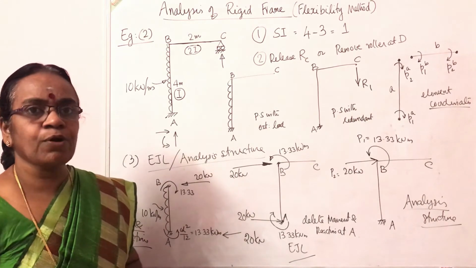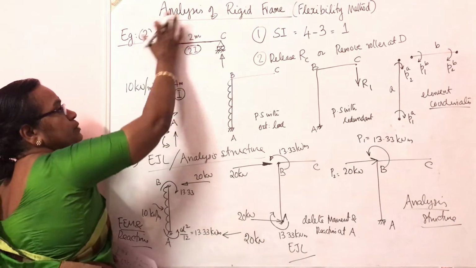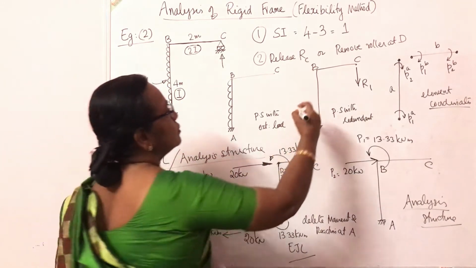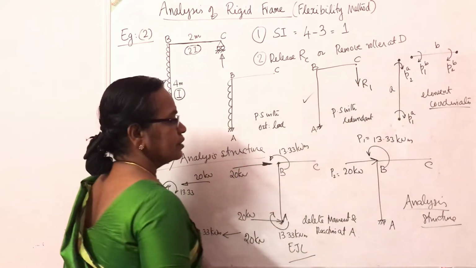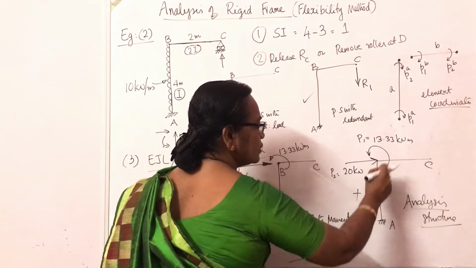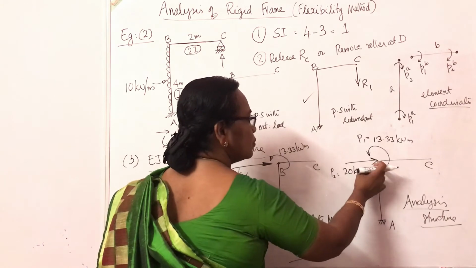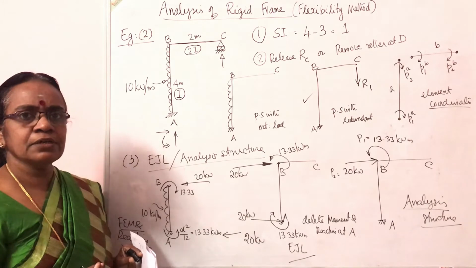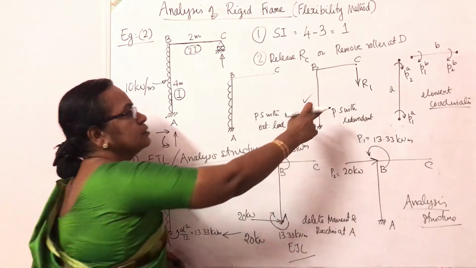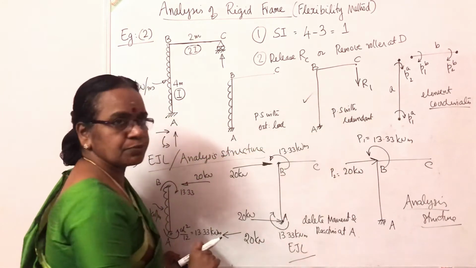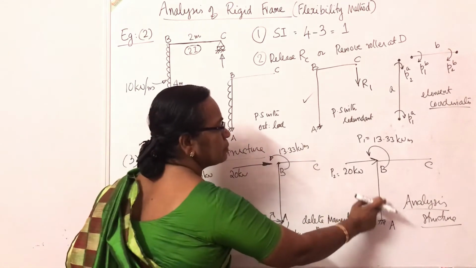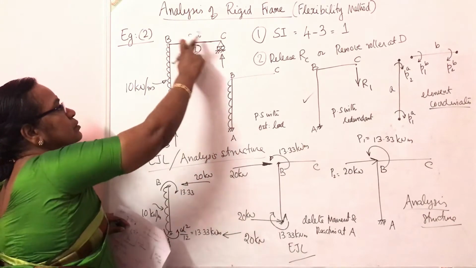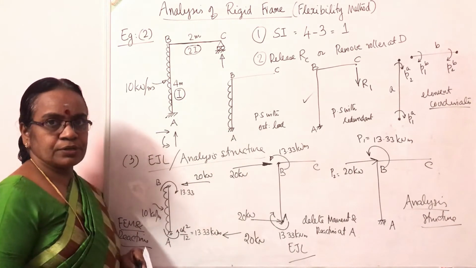So now the entire solution of this question is transformed into a structure with this one redundant, plus a structure with this nodal load of 20 kilonewton and a moment of 13.33 at B. If you analyze a structure which is a combination of the primary structure with the redundant and the primary structure with these two loads, that is equivalent to analyzing this particular structure.